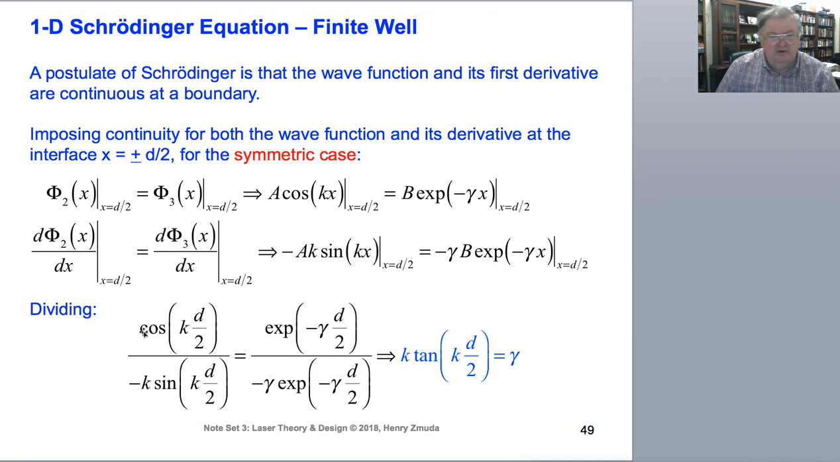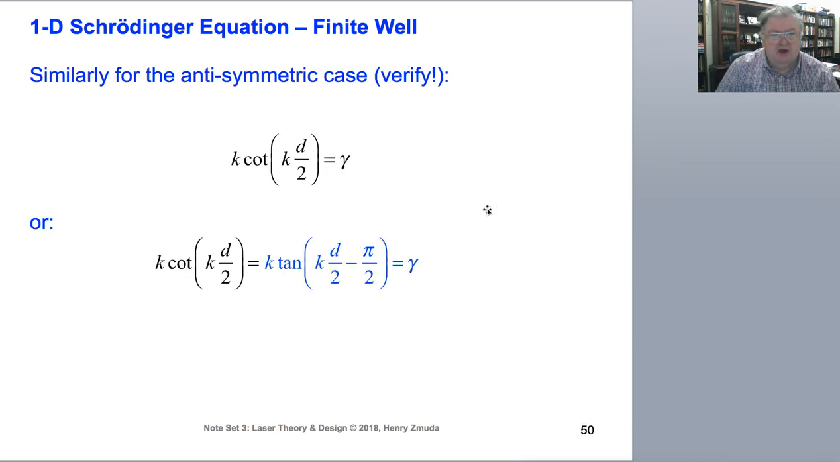Simplify it a little bit. In other words, cosine over sine is cotangent. Take the reciprocal, you get k tangent kd over 2 is equal to gamma. That's what we would call the eigenvalue equation that gives us the energy E. We're looking at the symmetric case. I'll let you go ahead and try it for the antisymmetric case, just to make sure. You should do it to make sure you understand it.